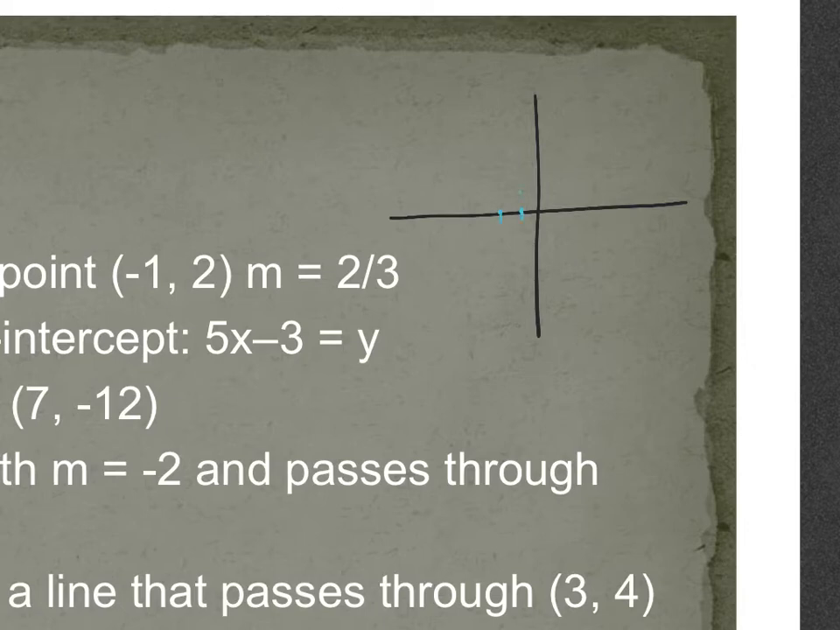(-1, 2) would be here. And then my slope is 2/3. So I can go up 1, 2, and to the right 1, 2, 3. Or I can go down 2 and to the left 3. Either way, you should get your line.